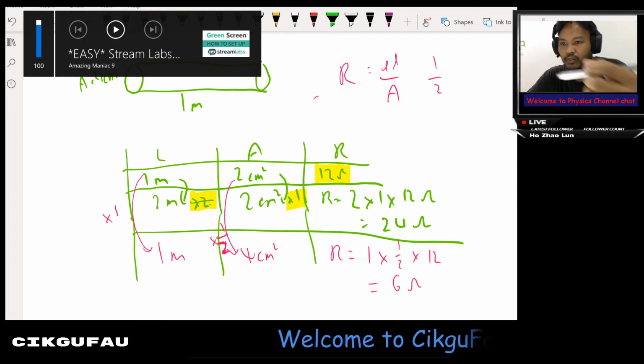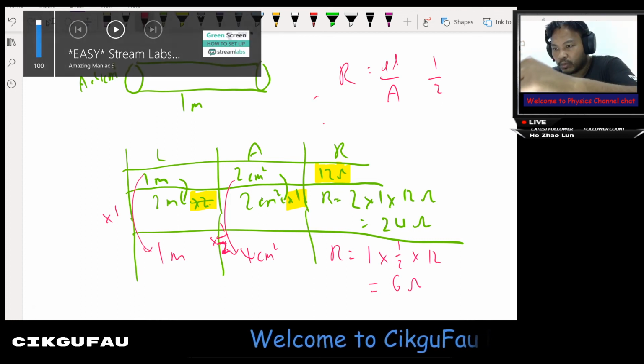This thing's like going up and down for no reason. I don't know why. Is my computer being hacked?